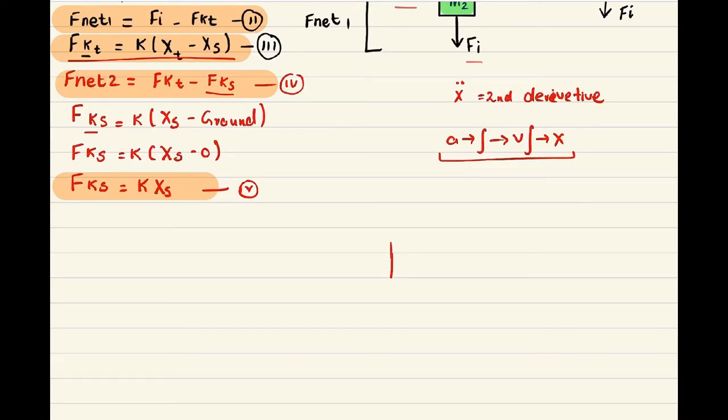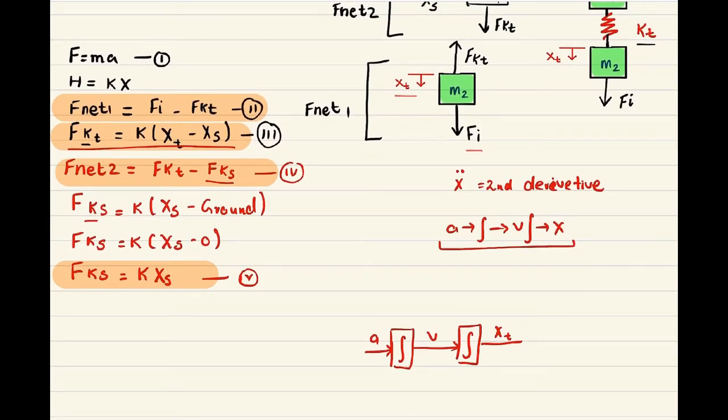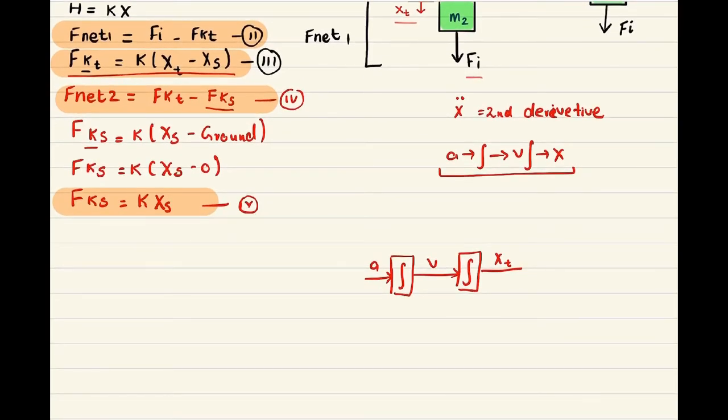We are having 1 block of integration, with acceleration going into it, we have a velocity, and when we integrate the velocity we'll have a displacement, and let's give this the name xt. And because we know xt belongs to m2, this part is for m2, and we are having another mass as well, which is m1, so we have an acceleration, having a velocity out, we have another integral section, and we got this xs, and that is for m1.